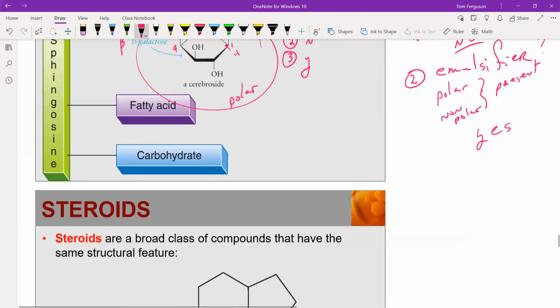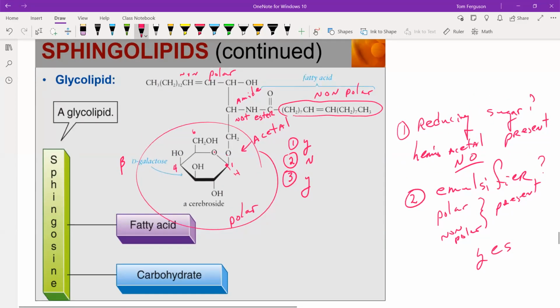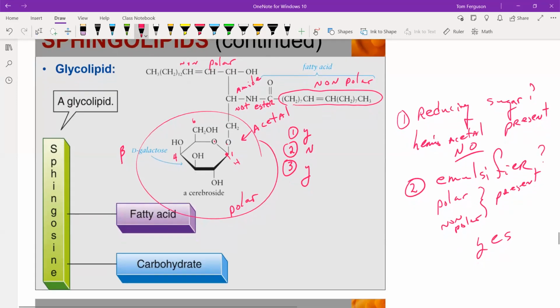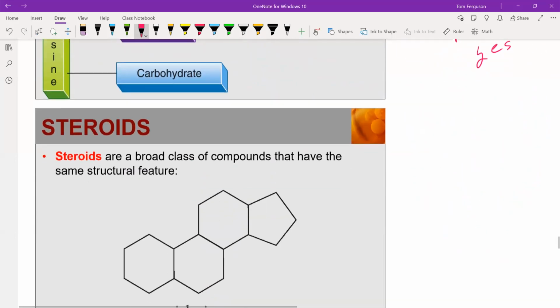Okay, now, these are also all what we've talked about so far are saponifiable. So in an alkaline environment, this thing would come apart because we have an amide, which acts like an ester. We haven't covered those yet, but amide and esters act very similarly. So this would come apart. Also, would break up the acetal into a hemiacetal.